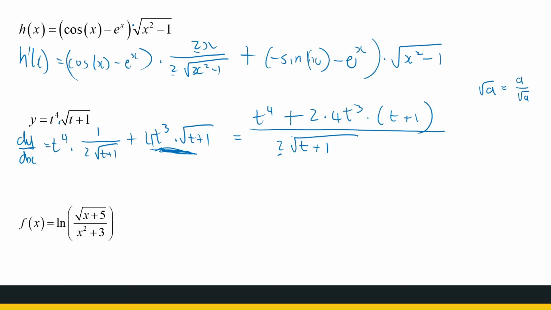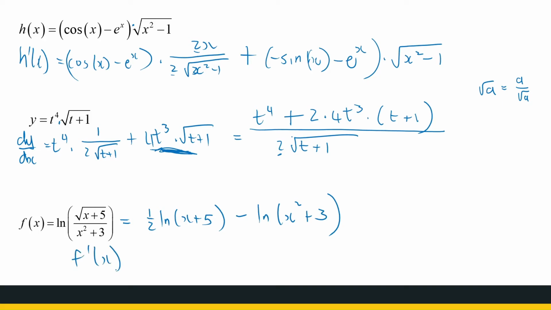All right, let's look at the next one. Ln of a function. Now when we're given ln of a function, hopefully you remember before I start differentiating, I use my logarithmic properties, logarithmic differentiation, to take this apart. So this is ln of the root of x plus 5. So it's ln of x plus 5 to the power of half. So that's a half ln of x plus 5 minus ln of x squared plus 3. And it's much easier to differentiate that function.